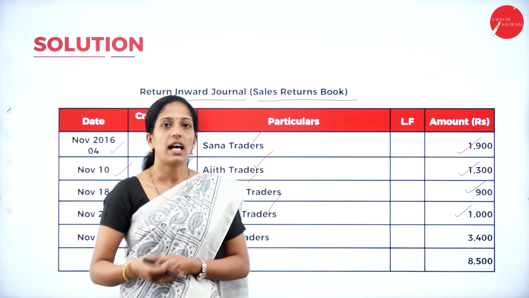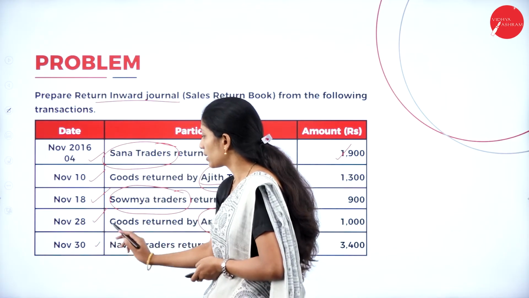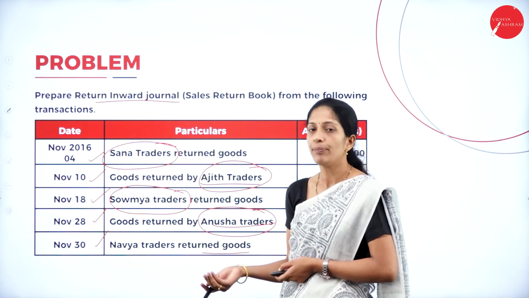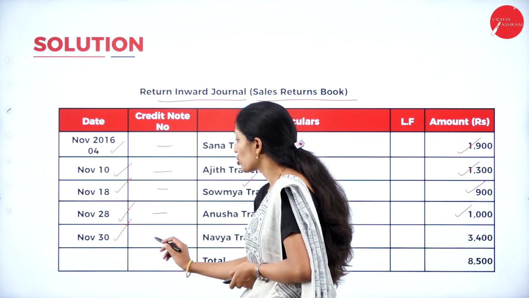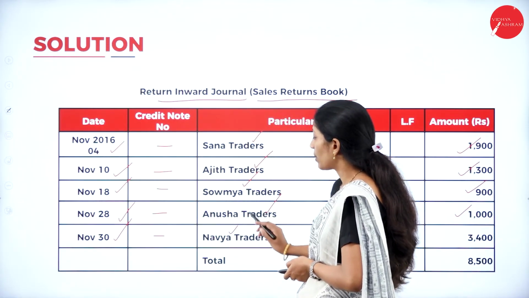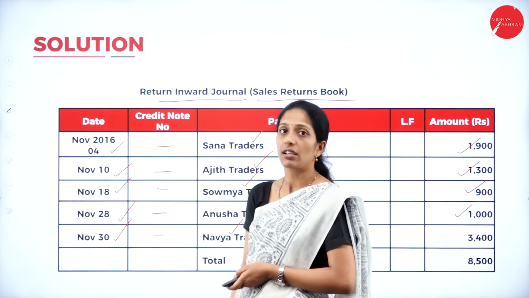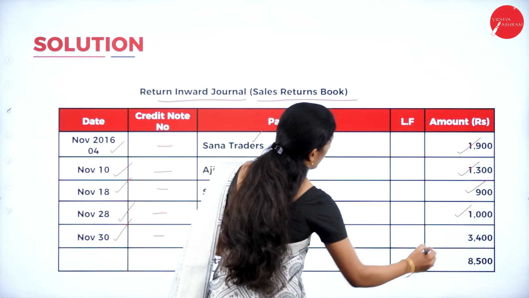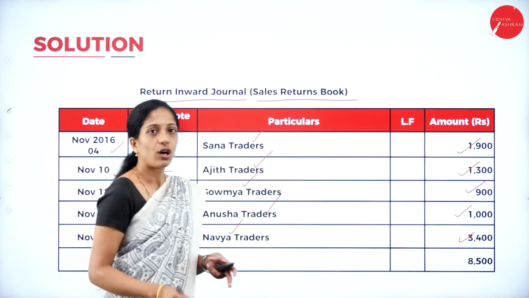Now moving on to the last transaction, that is November 30th, Navya Traders returned goods. It's nothing but sales return. So November 30th, there is no credit note number. The name of the customer is Navya Traders. And what is the amount? The amount is 3,400. So we are done with all the transactions.